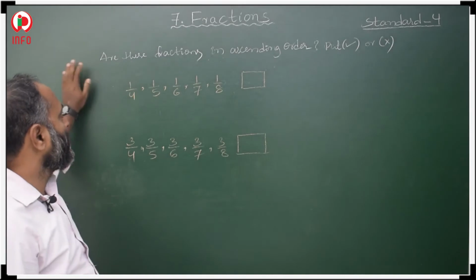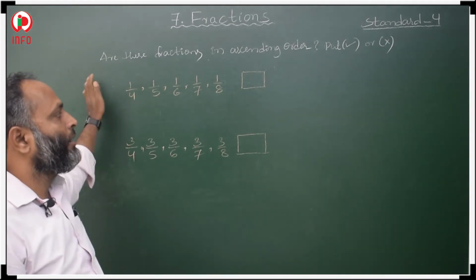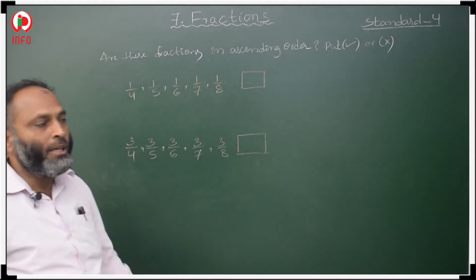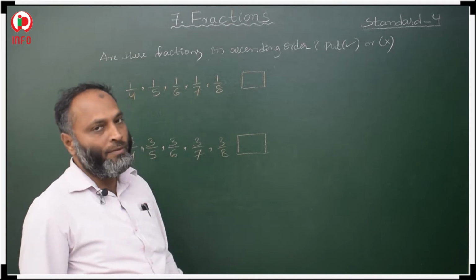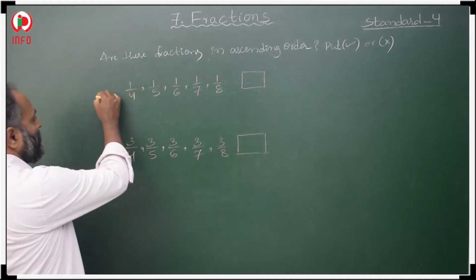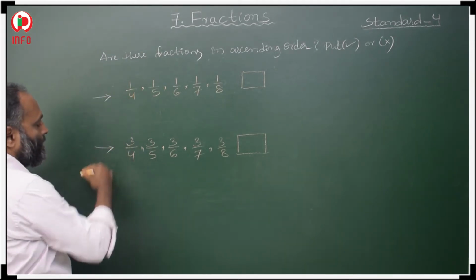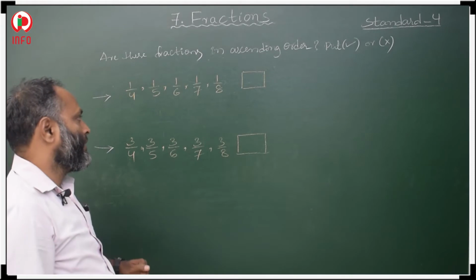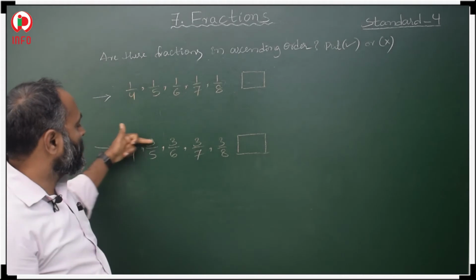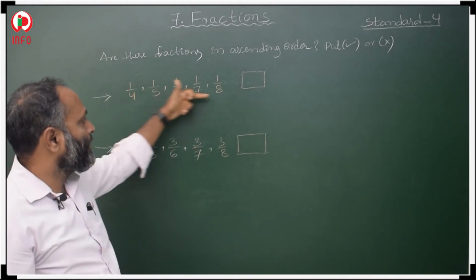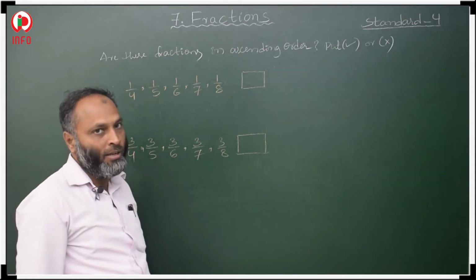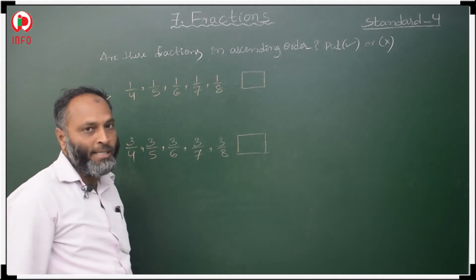Now, see students, are these fractions in ascending order? If yes, then keep a tick, if no, a cross. Okay. Ascending order means increasing order. Increasing order means first we have to take the smaller one. So, here, this is the first question and this is the second question. In the first and second questions, see here, the numerators are the same, the denominators are different. When the numerators are the same, how do we arrange in ascending order?